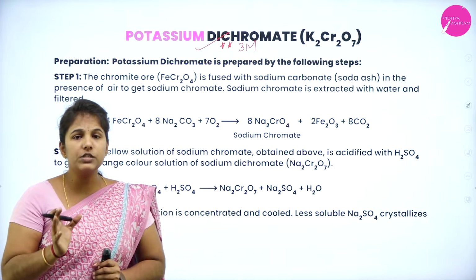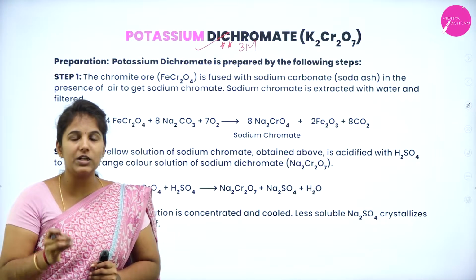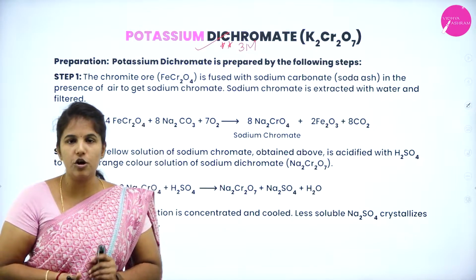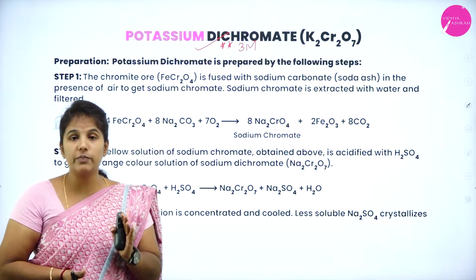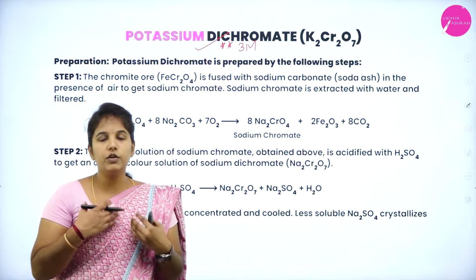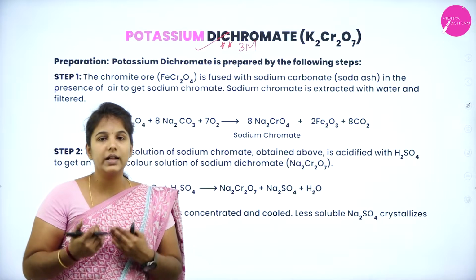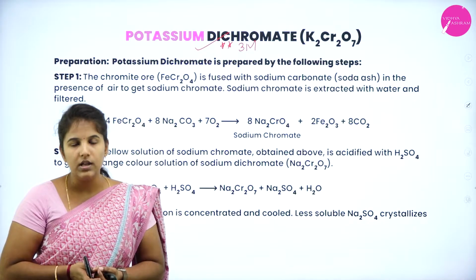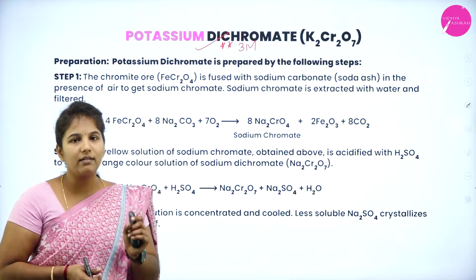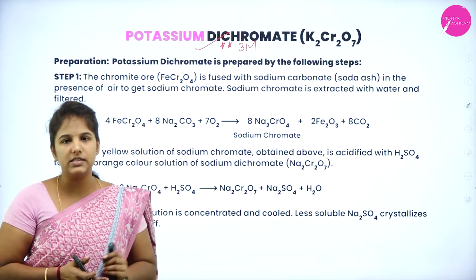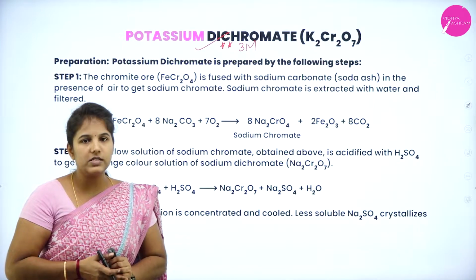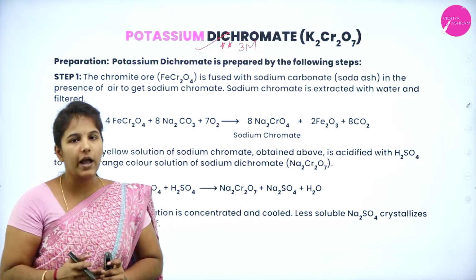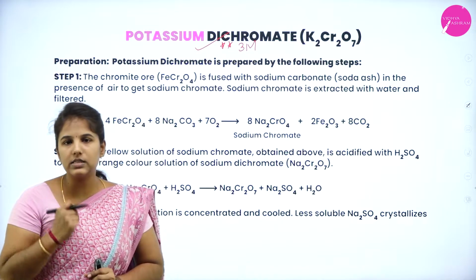Once you write the balanced chemical equation in 3 steps showing the potassium dichromate formation, you will get 3 marks. That should be balanced. If you don't balance the equation, it is equal to not writing any chemical equation. So always please practice the reactions with balancing. First we will see which steps are involved in the preparation of potassium dichromate. There are 3 steps.